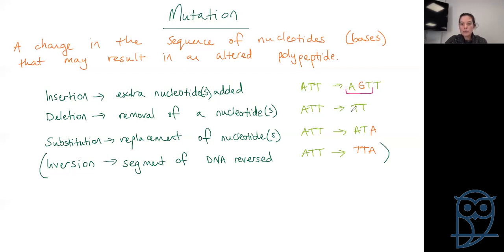Here, we would have to pull in whatever was downstream so that we get TT something else, because we can't just read the TT on our own. We need to always read in three. So these two are also called frame shifts, because they shift the triplet series. Every single triplet after this mutation is going to be affected. Whereas here, with substitution, we are affecting only one single triplet.